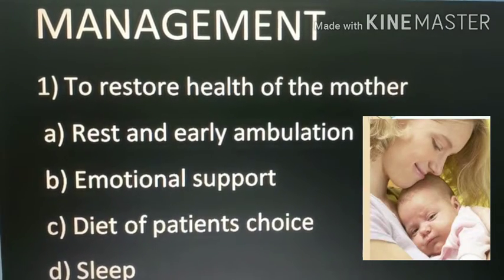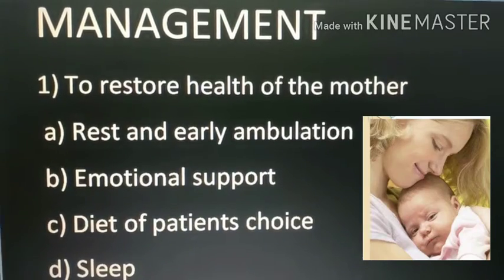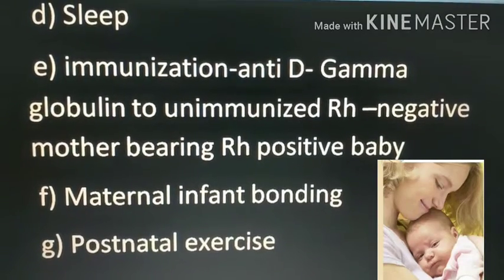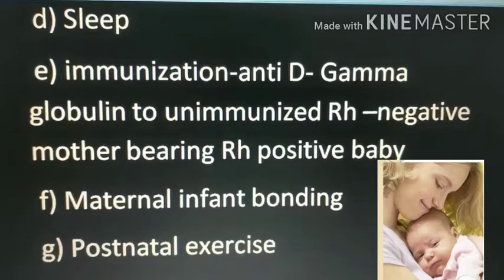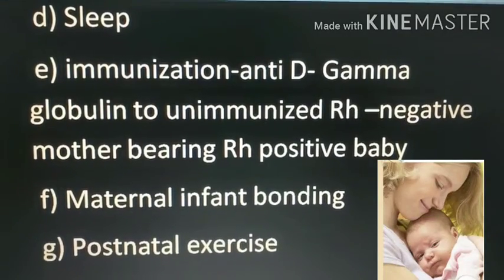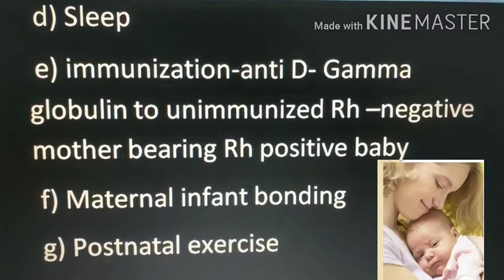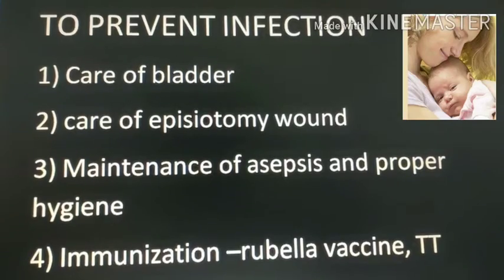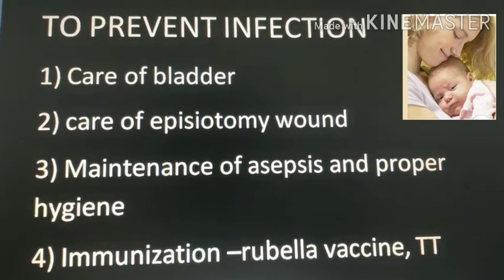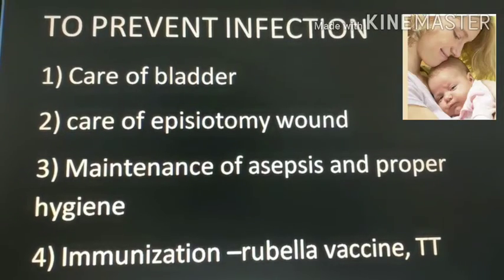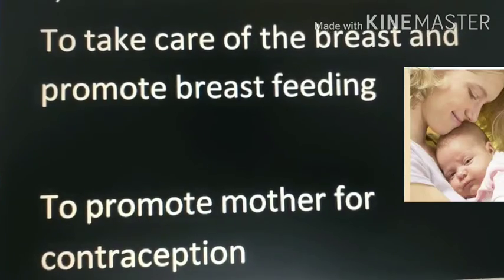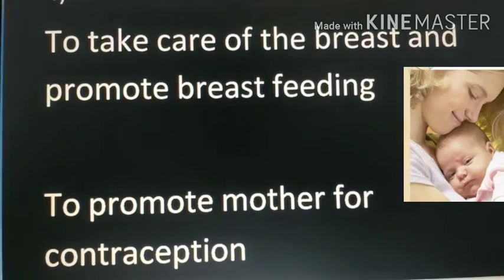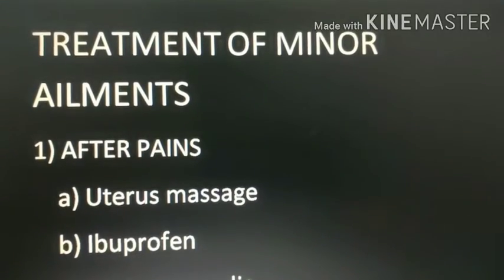Emotional support has to be given. Diet of patient choice should be served. Sleep. Immunization. Anti-D gamma globulin to unimmunized Rh negative mother who is bearing Rh positive baby. Maternal infant bonding. Postnatal exercise should be initiated. To prevent infection, care of the bladder, care of episiotomy wound, maintenance of asepsis and proper hygiene, immunization with rubella vaccine, TT. The principles of management also include to take care of the breast and promote breastfeeding, to prepare the mother for contraception. Next is treatment of minor ailments.